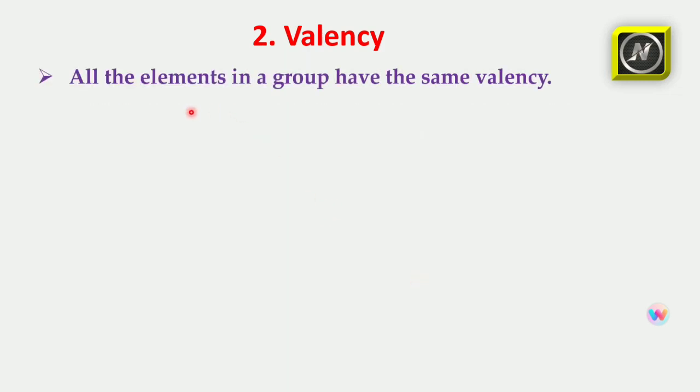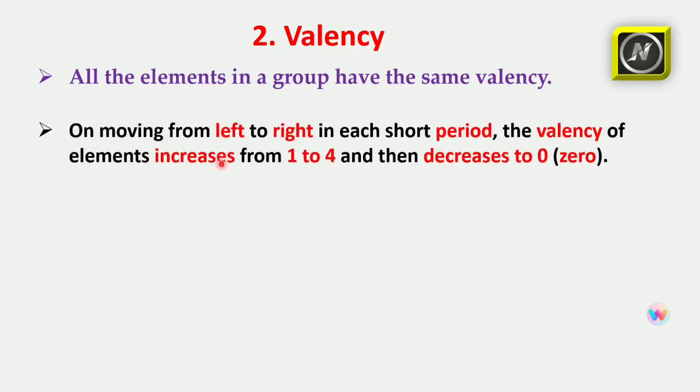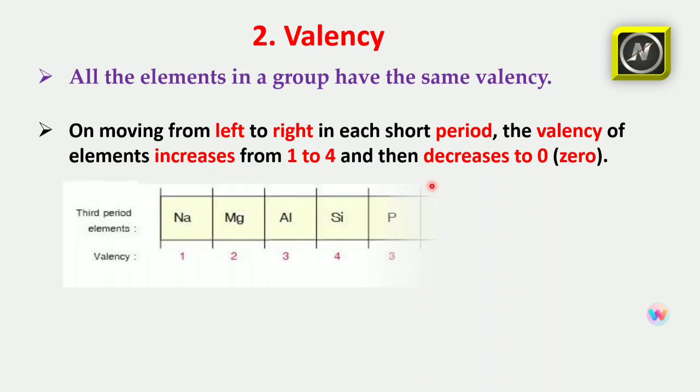Now, all the elements in a group have the same valency. If you take any one group, those group elements have the same valency. For example, all the elements of the first group have the same valency. On moving from left to right in each short period, the valency of the elements increases from 1 to 4 and then decreases to 0.